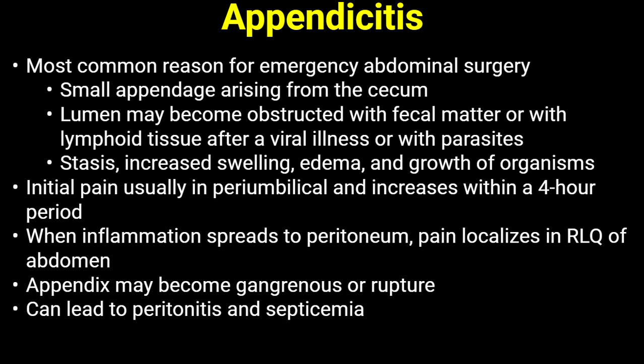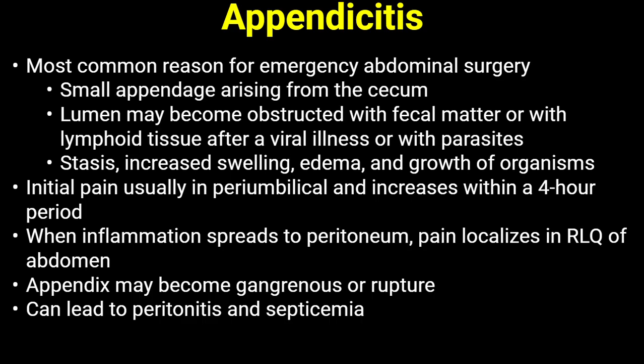Once blocked, mucus and bacteria become trapped, causing swelling, edema, increased pressure, and bacterial growth. If untreated, the appendix can become gangrenous and eventually rupture, leading to peritonitis and sepsis, which are life-threatening complications. The classic symptom is abdominal pain that begins around the umbilicus.